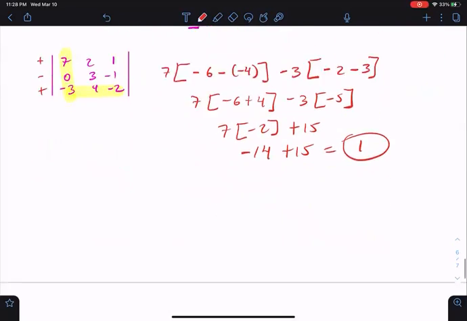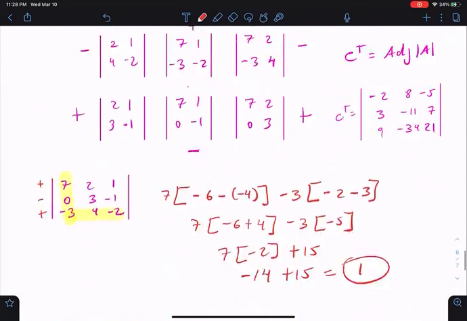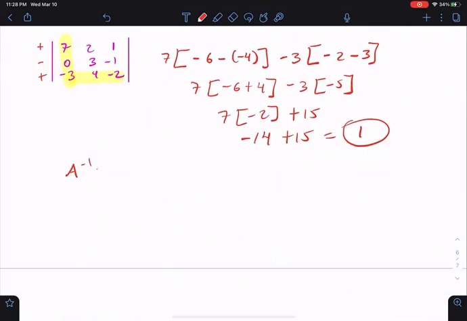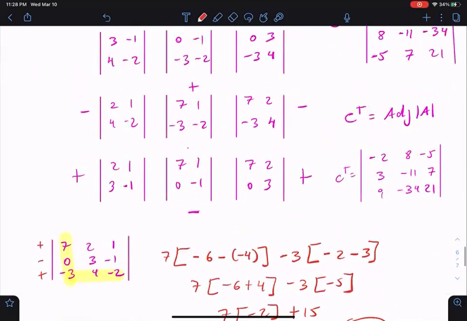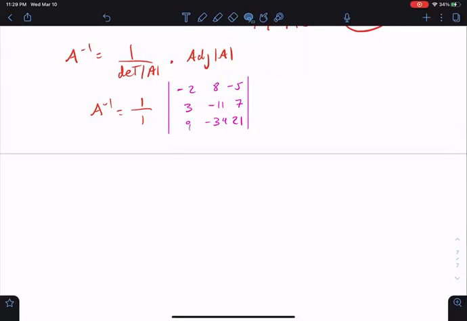Now, what the formula said, in order to find A inverse, I need to do 1 over the determinant of A times the adjoint of A. So I know 1 over 1 is just 1, right? So whatever the adjoint is, that's the inverse, basically. So the adjoint is C transpose. So this is the adjoint. If you multiply 1 times anything, that's not going to change anything. So this is A inverse now.